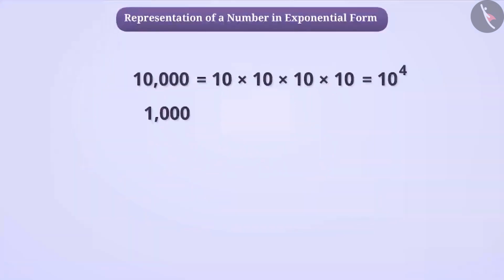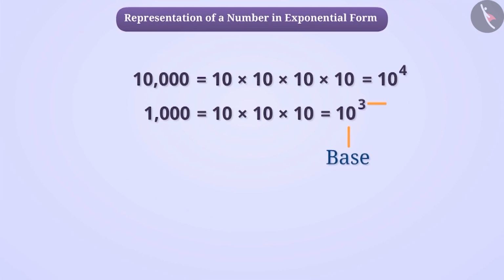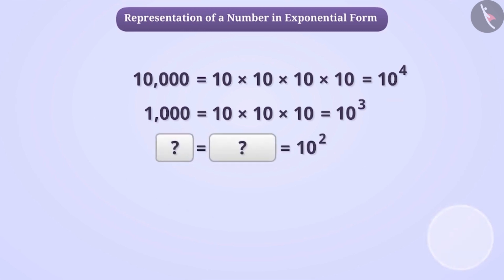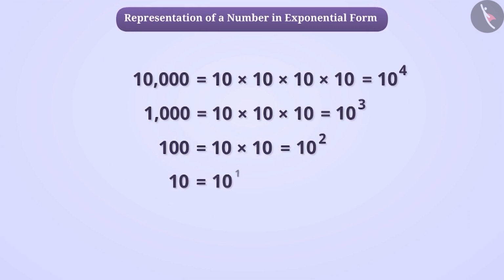Similarly, we can write 1000 is equal to 10 multiplied by 10 multiplied by 10 is equal to 10 to the power of 3 in this way. Here the base is 10 and the exponent is 3. So tell us, if the exponential form is 10 to the power of 2, then what does it mean? Think about it. Absolutely right. 10 to the power of 2 is equal to 10 multiplied by 10, that is 100. Similarly, we can write 10 is equal to 10 to the power of 1.